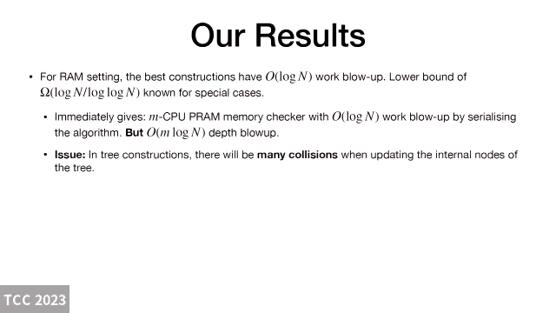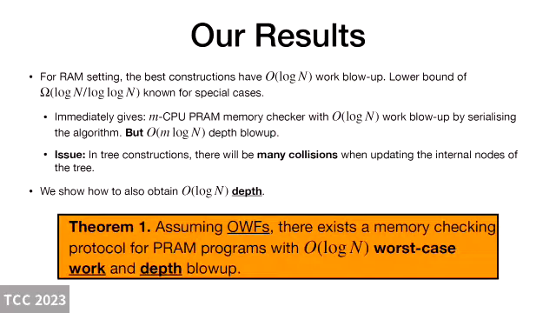The main difficulty in trying to take these existing constructions and making them parallel is that all these constructions have this tree structure. You can think of, for example, a Merkle tree. When you're trying to make any updates to the database, you might end up with many collisions when updating the internal nodes of a given tree. So this is the main difficulty in parallelizing this algorithm. But nevertheless, in this work, we show how to obtain O(log n) depth. So assuming one-way functions, we show a memory checking protocol for PRAM programs with O(log n) worst case work and depth blow up.